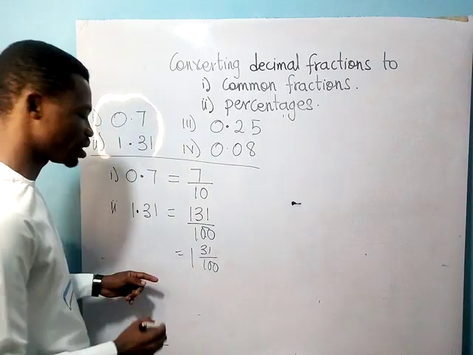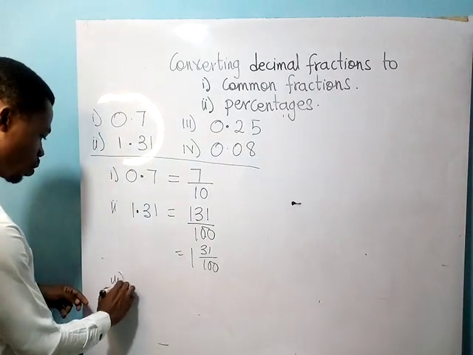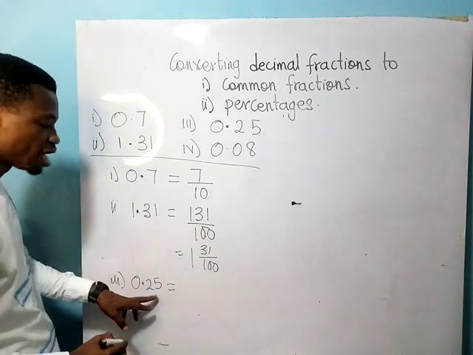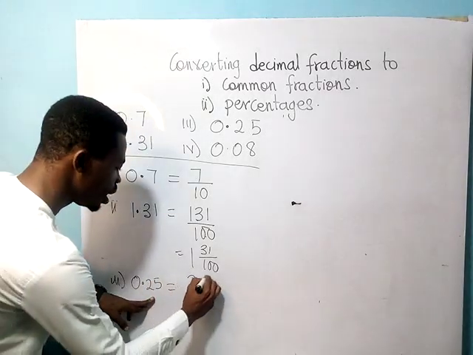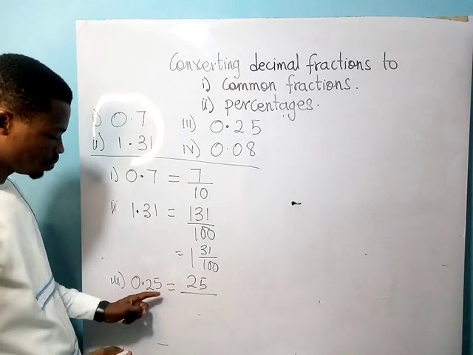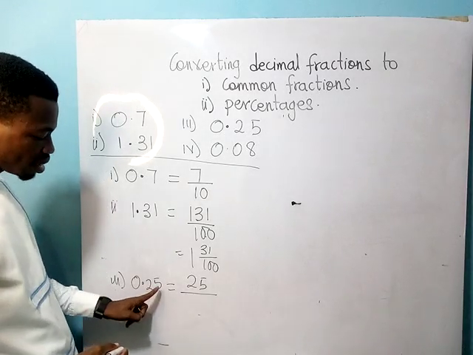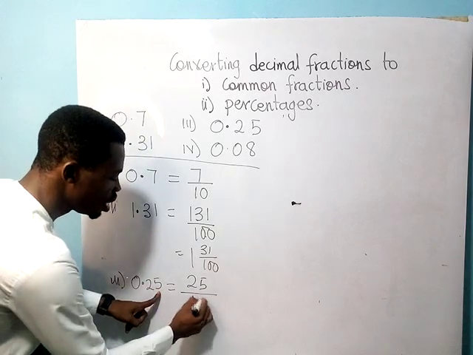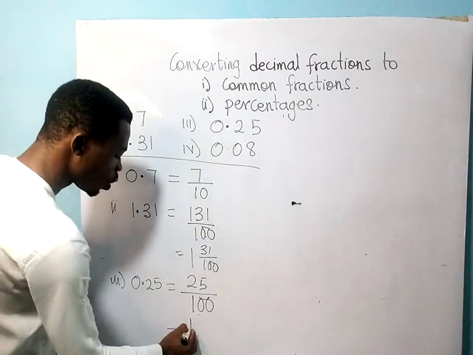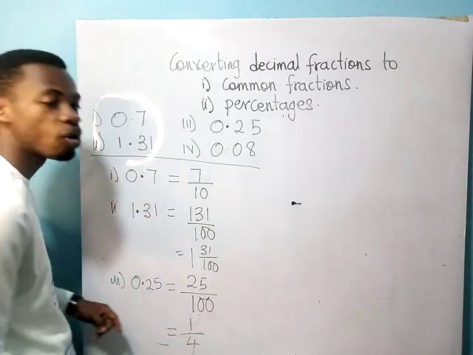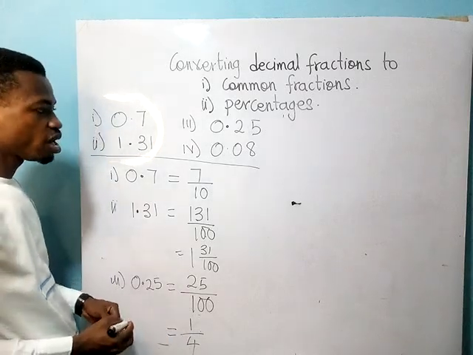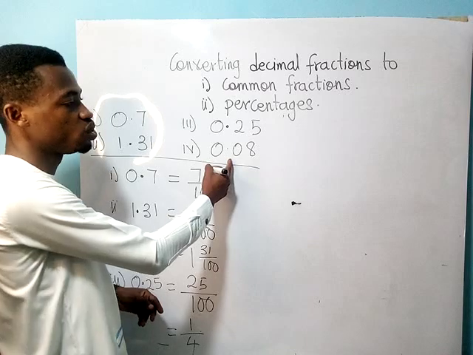Let's go to our third question, where we have 0.25. And this will give us 25 over, let's check the place value of the last digit. Tenth, 100. So it becomes 25 on 100. And we can simplify this and obtain 1 over 4. That is, 25 goes into itself 1, and into 100, 4. And so I'll leave this for you to solve.